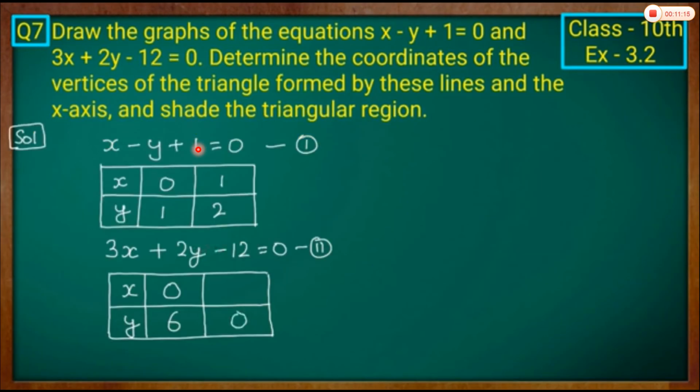So let's see. The first equation is x minus y plus 1 equal to 0. In place of x we put 0, then we obtain the value of y equal to 1. And in place of x we put 1, then the value of y equal to 2. Here is the second equation 3x plus 2y minus 12 equal to 0. In place of x we put 0, then these terms are 0, and minus 12 goes to the other side and becomes plus, so 12 divided by 2 is 6.